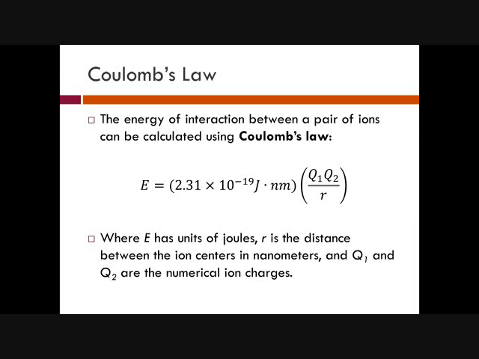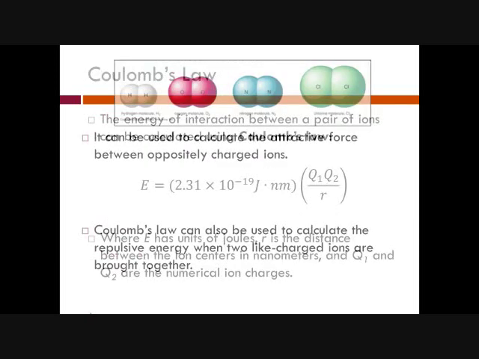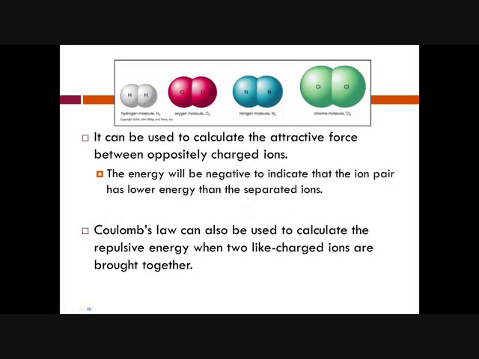If you were going to get into very high level chemistry, you might actually solve this equation for different numbers. We are not going to do that in AP chemistry. We need to know the effects of Coulomb's law, not any numerical answers. Okay? So we can use Coulomb's law to calculate the attractive force between oppositely charged ions. The energy will be negative when it indicates that an ion pair has lower energy than the separated ions.